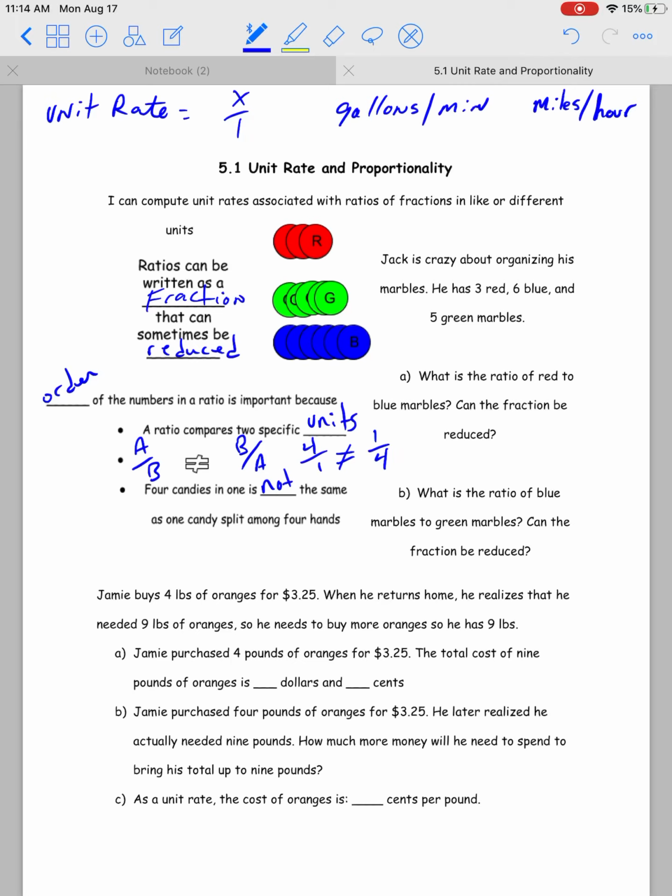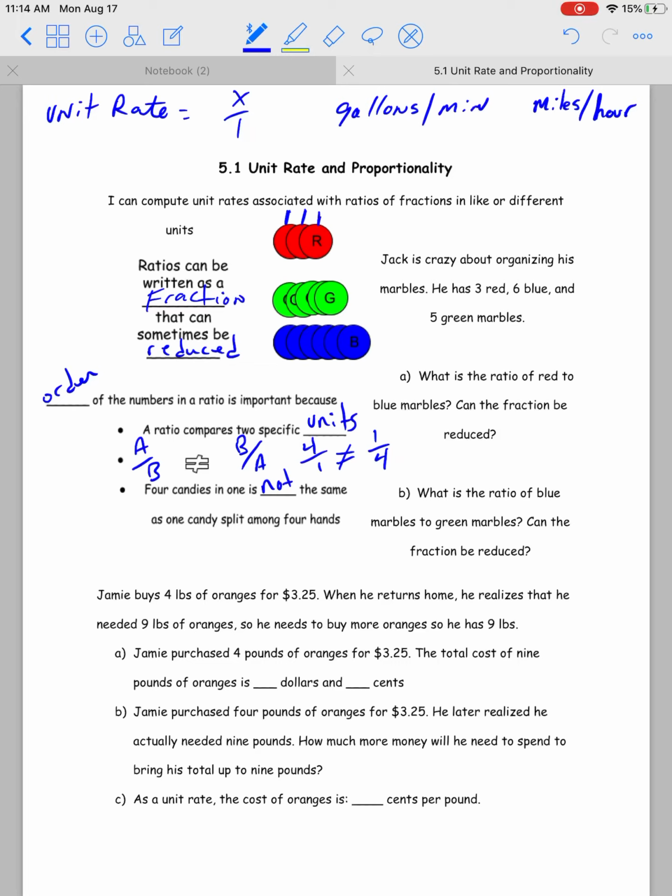And let's come over here to the side and let's talk about Jack. Jack is crazy about organizing his marbles. He's got 3 red, 6 blue, and 5 green. What is the ratio of the red to blue marbles? And then can the fraction be reduced?